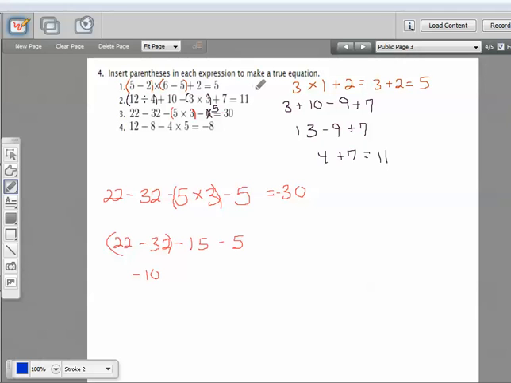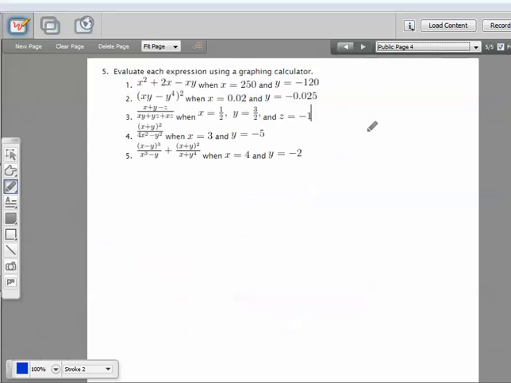If we go ahead and put parentheses around the 8 minus 4, we'll notice that we get 12 minus 8 minus 4 is 4 times 5. 12 minus 4 times 5 is 20, so 12 minus 20 is in fact a negative 8, so that does check out. And then for number 5, it says evaluate each expression using a graphing calculator.